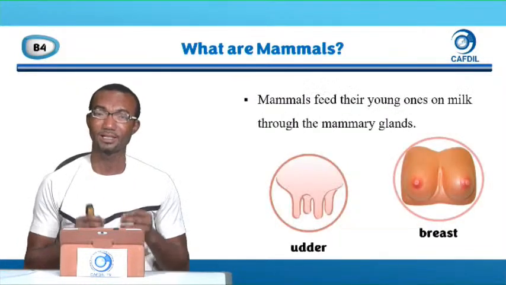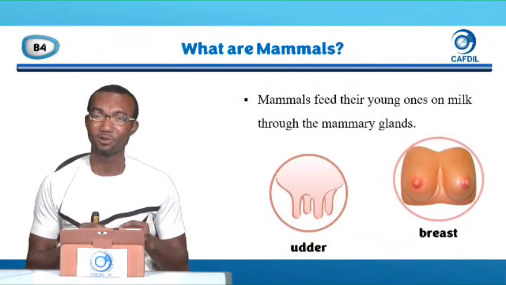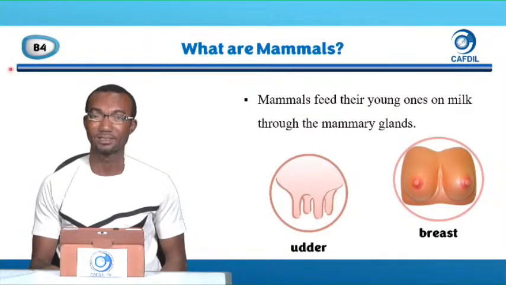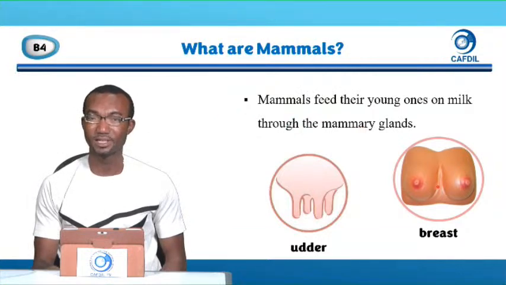Now, we are saying that mammals feed their young ones on milk, and they do this through the mammary glands. What you see on your screen is what we call the mammary glands, and the word mammary glands gave us the name mammals. Why? Because their young ones feed from these mammary glands.